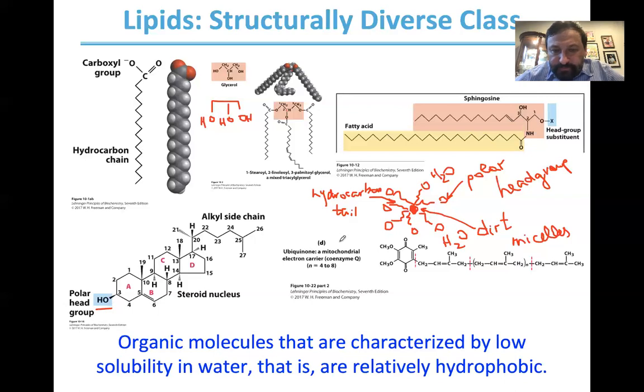And also there are other types of steroids that we're going to talk about, which have drastically different structures. So for example, ubiquinone shown here, this is a mitochondrial electron carrier, also known as coenzyme Q. All right.